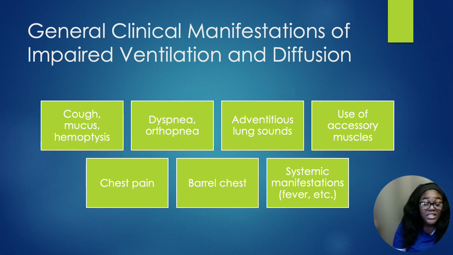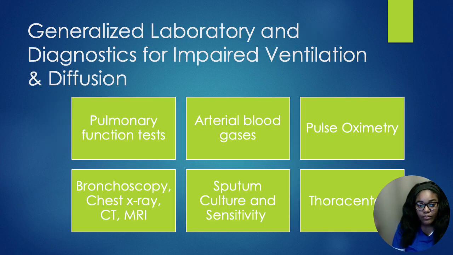You have adventitious lung sounds, which is your rhonchi, rales, crackles, things along those lines. You see individuals use their accessory muscles. So there's a lot of work in breathing. You can see them visibly working to keep up with their breathing pattern. You'll see chest pain, barrel chest, and you may even see some systemic manifestations such as a fever and increased leukocyte count.